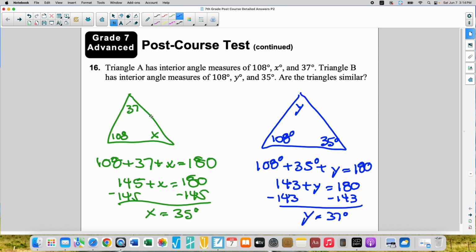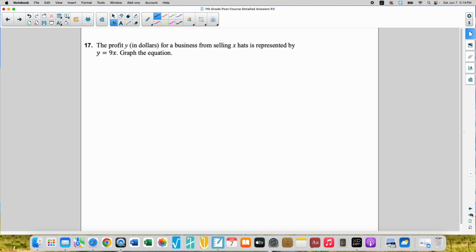So we have a triangle here that would be 37, 35, 108. And then we have a triangle here that is 108, 35, and 37. So are the triangles similar? Yes, they are. They are identical and similar.